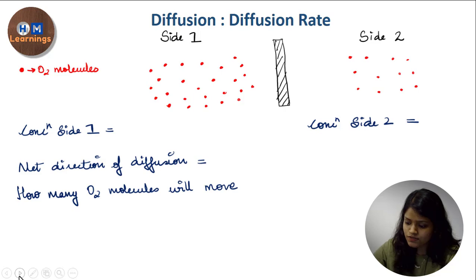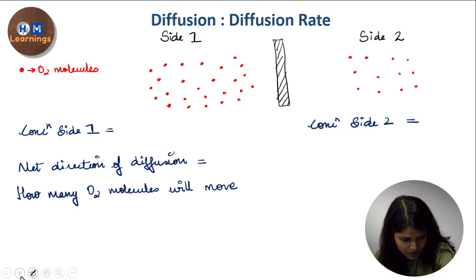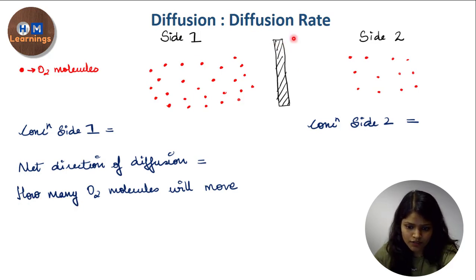This slide shows you a hypothetical example. I'll use a laser pointer here. This black one is showing a barrier. This barrier is separating two air-filled compartments, and these air-filled compartments have a mixture of gases, and one of the gases in them is oxygen. So there are oxygen molecules on side 1 and oxygen molecules on side 2, shown in red dots.